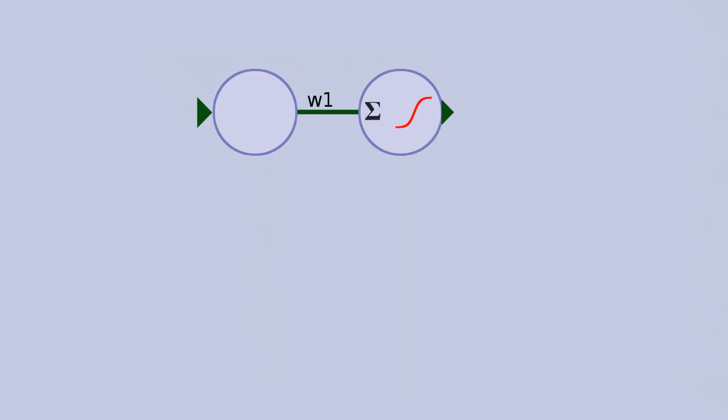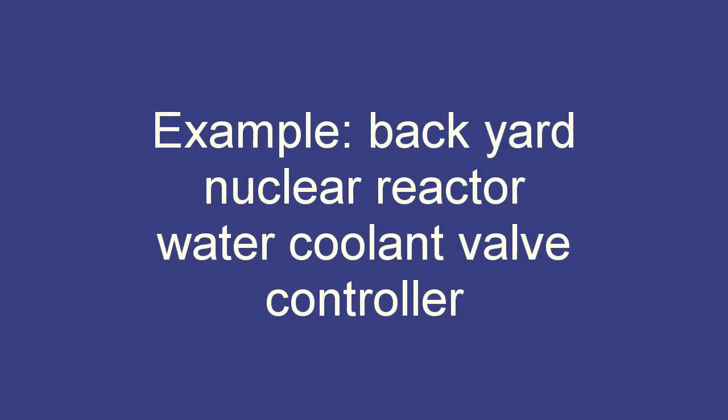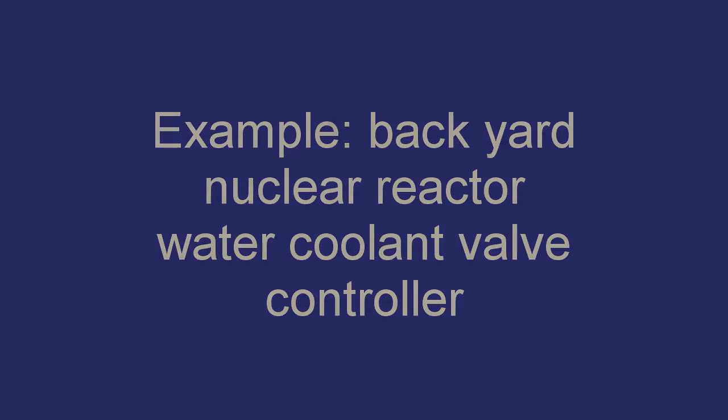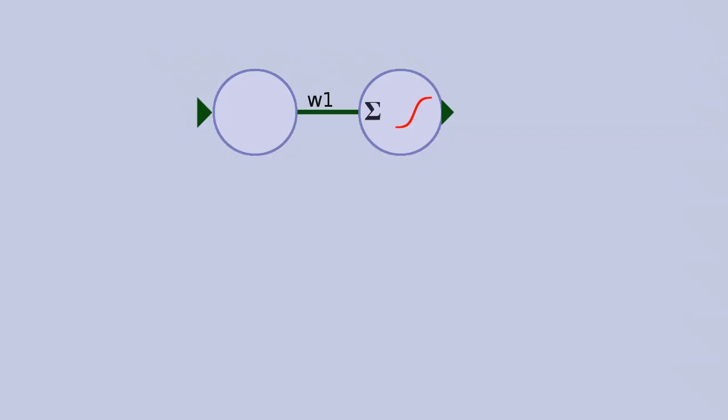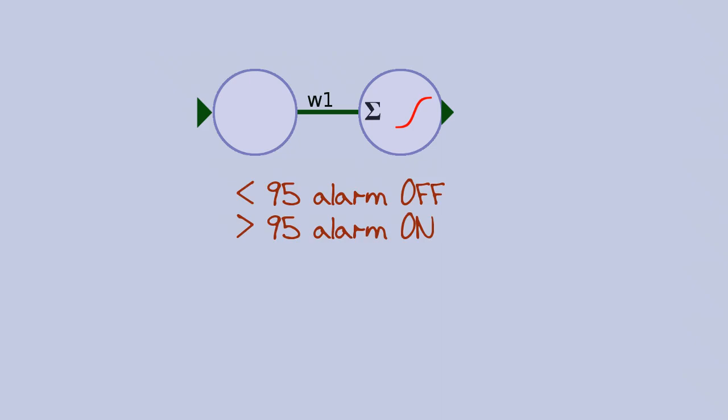What else can we do with this most trivial neural net? How much can we get out of it? So let's take a practical example here. Suppose that you're a do-it-yourselfer and you want to build your own temperature monitor that monitors the temperature of the coolant water in your backyard nuclear reactor. You want to train your neural net to sound an alarm if the temperature ever exceeds 95 degrees centigrade. Below 95, there's no alarm. Above 95, we sound an alarm.